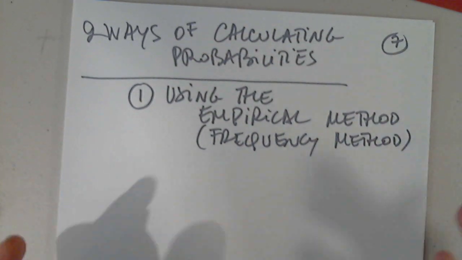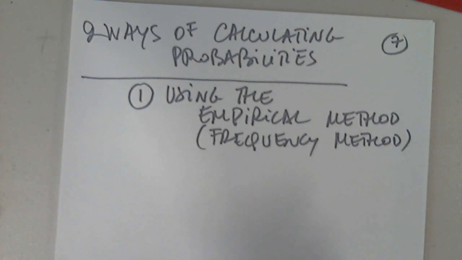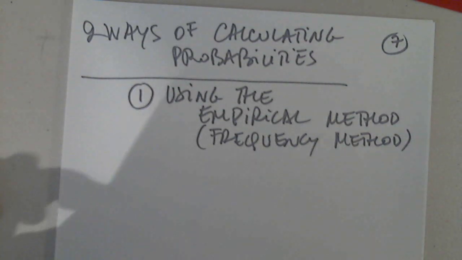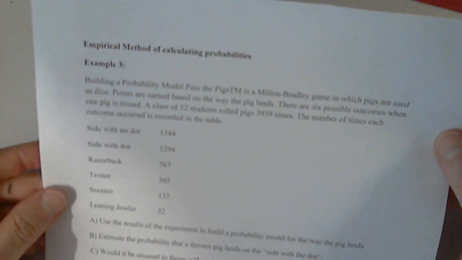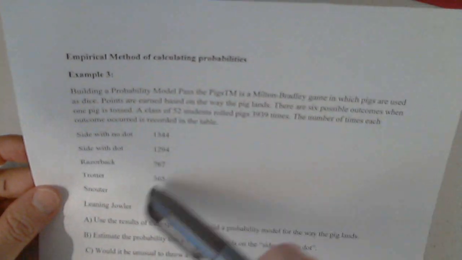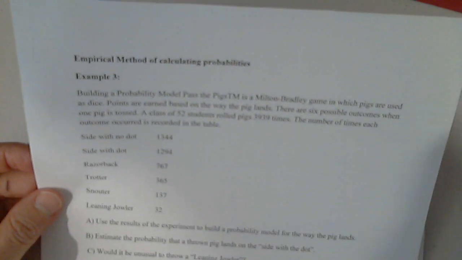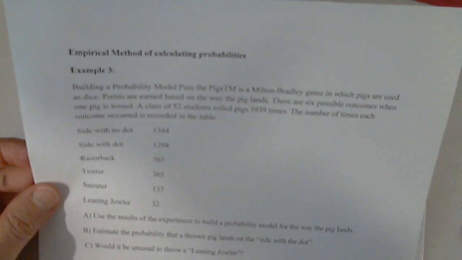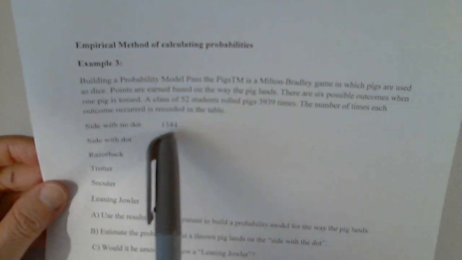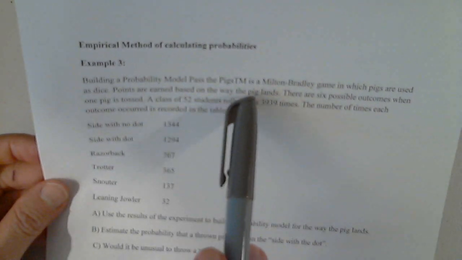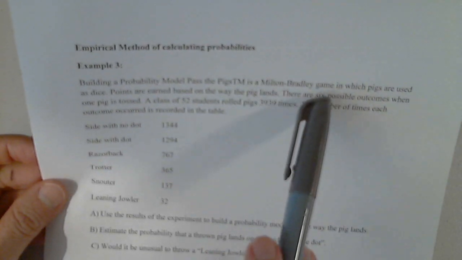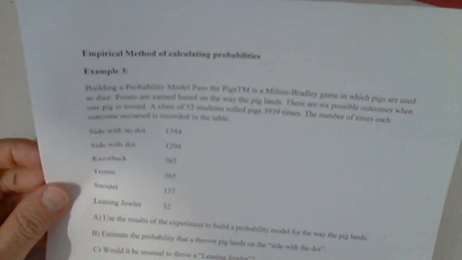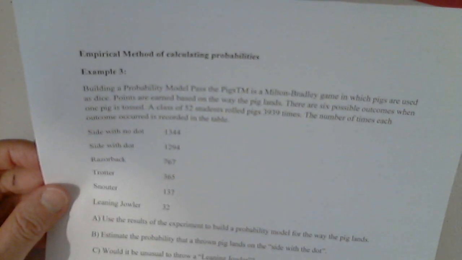What does it mean? I observe, I perform the experiment. So here's an example. This is a game that I know nothing about. It intrigued me and I didn't look it up. But I will, to see what this is all about. But I'm assuming it's something like the situation with the die, roll a die. So we are building a probability model using this game. It says it's a Milton-Bradley game. I said again, my apologies, I don't have any knowledge about the game, but that's okay.